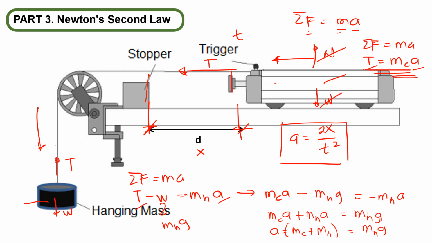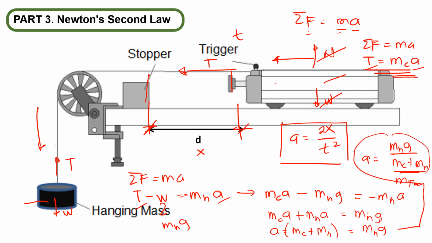The target is to compute for acceleration, so divide both sides by MC plus MH. Acceleration here is equal to hanging mass multiplied by G over MC plus MH. MC plus MH is actually the total mass. So this is the formula for the theoretical value of the acceleration of the cart.